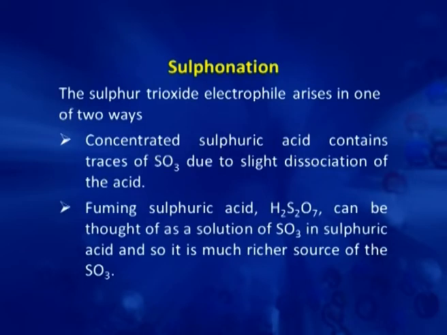But fuming sulfuric acid is a mixture of concentrated sulfuric acid and sulfur trioxide, and that is having a high concentration of sulfur trioxide. So, it can be a good source of our electrophile. So, that is why the reaction is fast with fuming sulfuric acid.